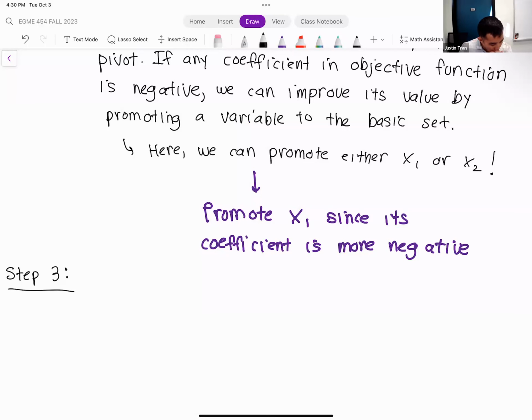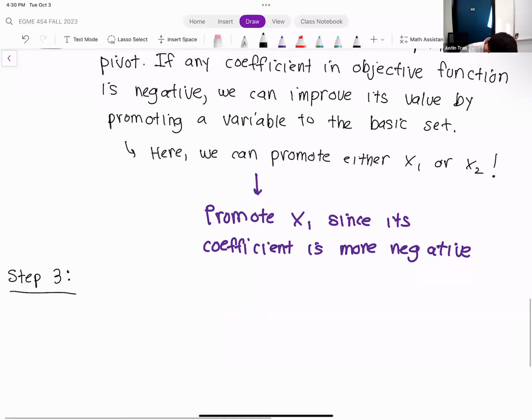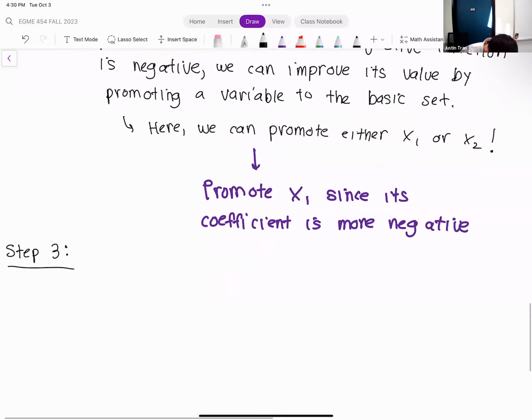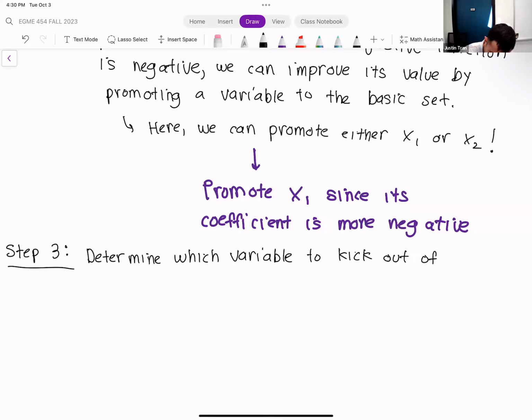All right, step three. Step three is to determine which basic variable we're going to kick out of the basic set. In this case, our basic set right now consists of x3 and x4. So we're either going to kick out x3 or x4.